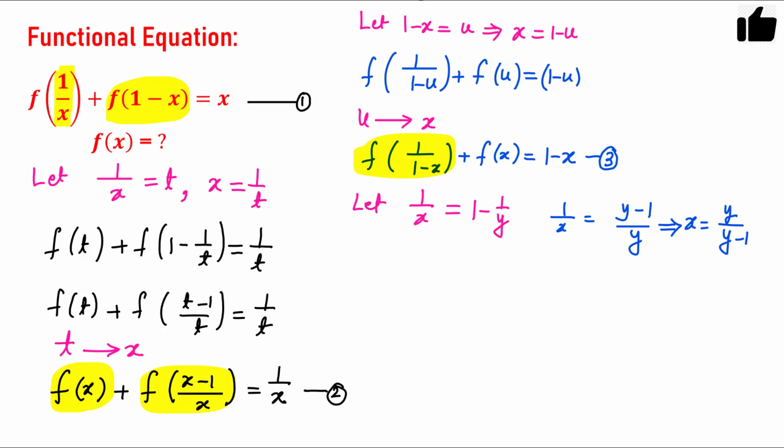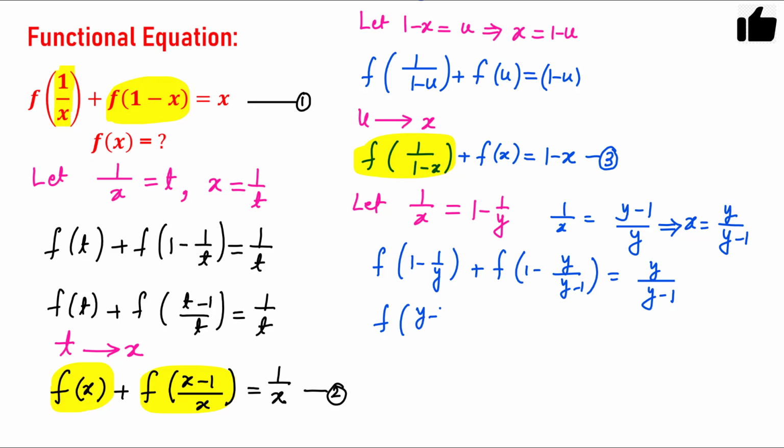So equation 1 will become f(1 - 1/y) + f(1 - x), and x is nothing but y/(y - 1), and this is equal to x, that is y/(y - 1). So this becomes f((y - 1)/y) + f of, in the numerator you will have minus 1 because y will cancel out, divided by y - 1, and this is equal to y/(y - 1).